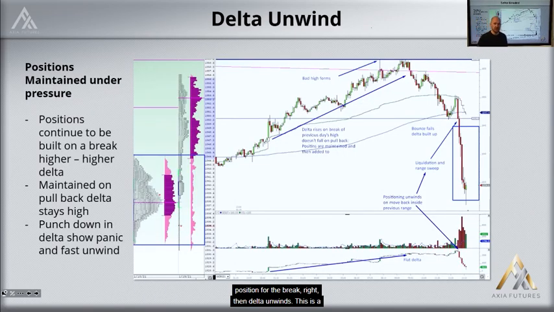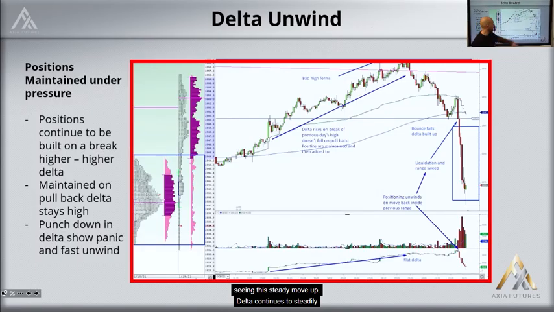Right then, delta unwinds. This is a situation where positions get built up. And of course, like we just looked at, rising delta isn't an indication the market must fall over. So it has to always be considered in context, and you have to look at this and say, okay, well, we're seeing this steady move up. Delta continues to steadily rise, and people continue to add.